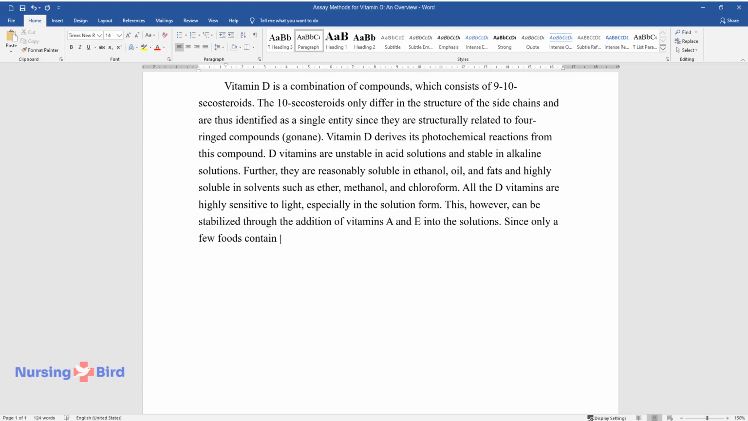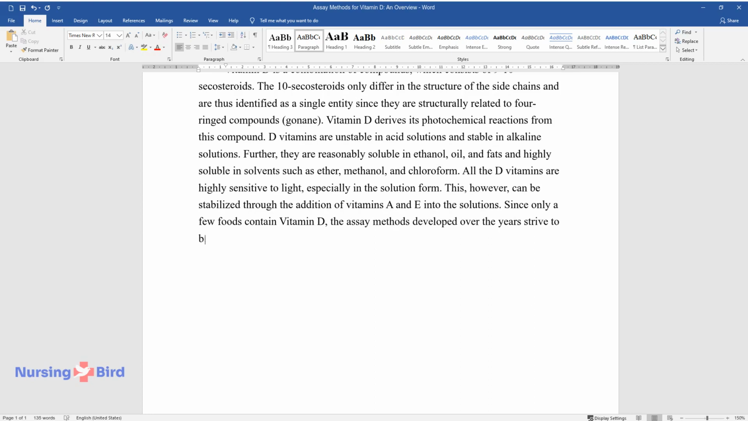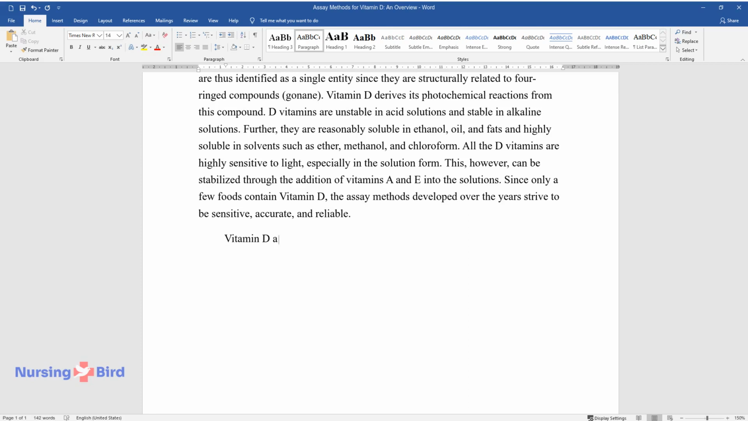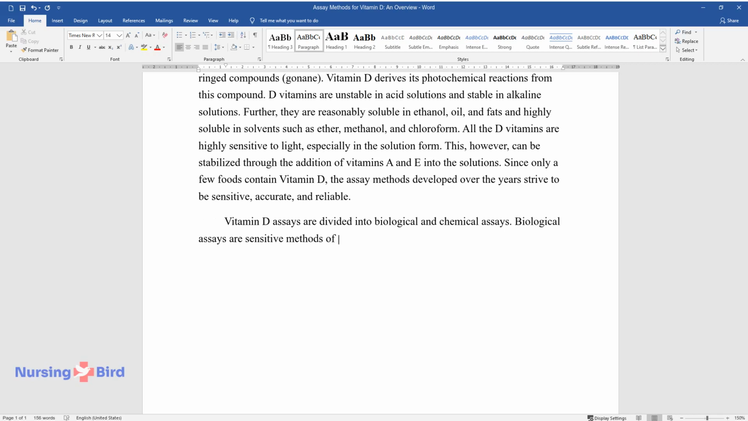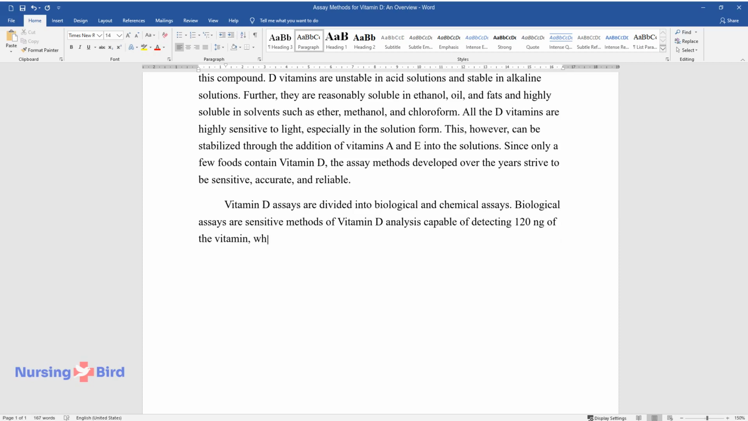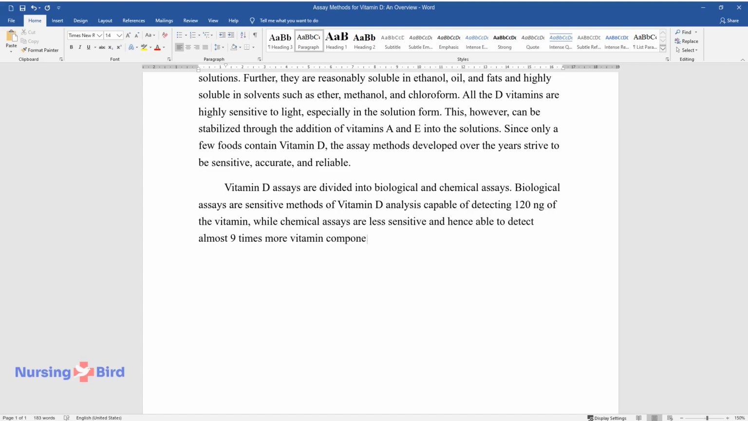Since only a few foods contain vitamin D, the assay methods developed over the years strive to be sensitive, accurate, and reliable. Vitamin D assays are divided into biological and chemical assays. Biological assays are sensitive methods of vitamin D analysis capable of detecting 120 nanogram of the vitamin, while chemical assays are less sensitive and hence able to detect almost 9 times more vitamin components than biological assays.